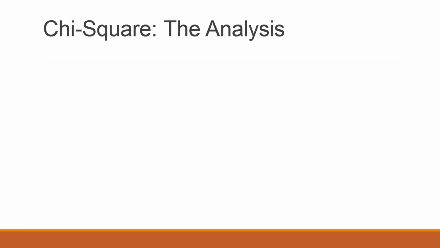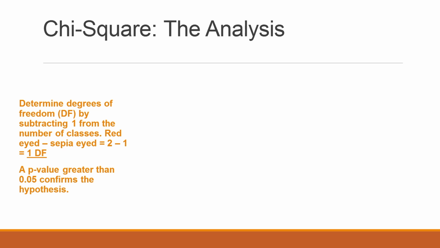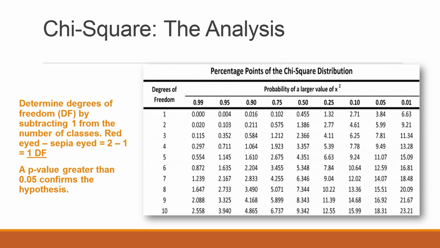When looking at a chi-square distribution like the one shown here, we look at the p-values. A p-value greater than or equal to 0.05 means that the results were not significant. However, if the p-value is less than or equal to 0.05, this means that the results were significant.